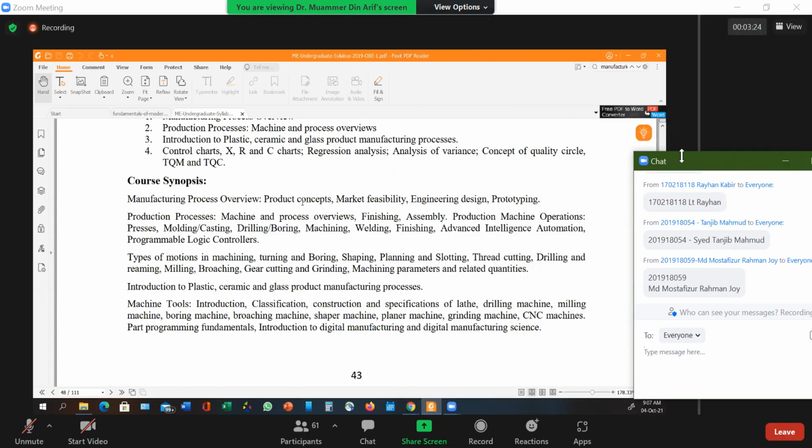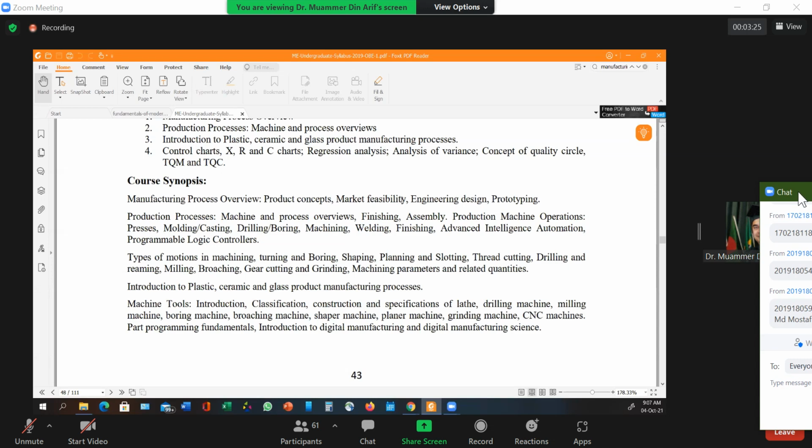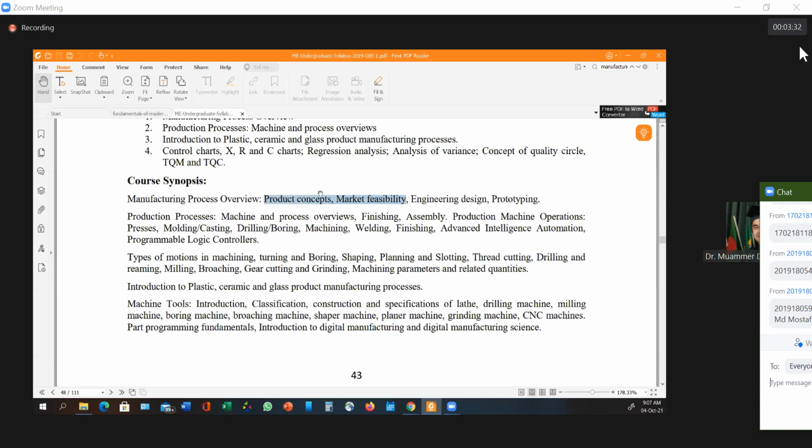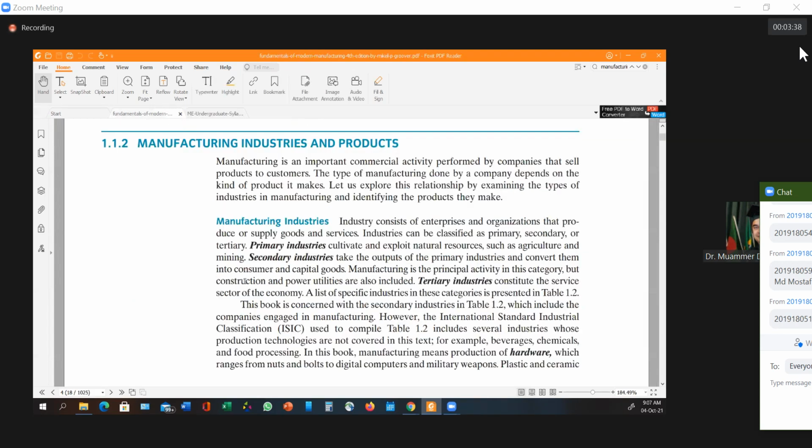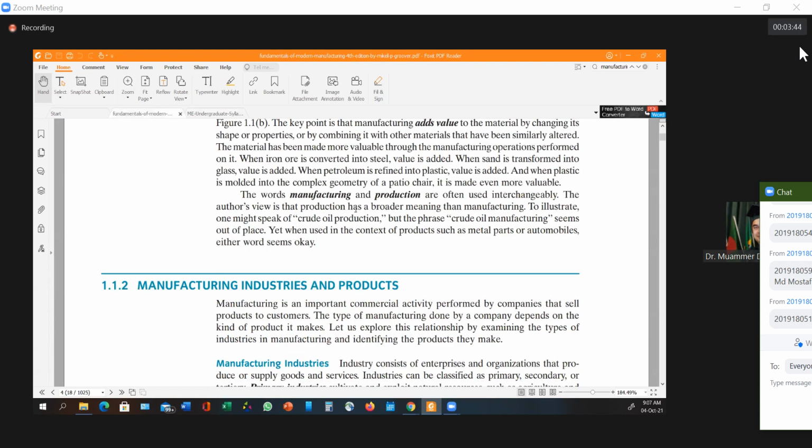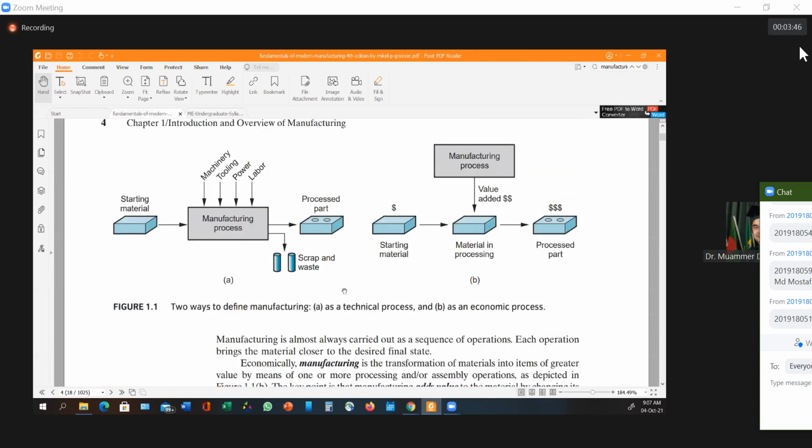So the first part we will be studying is related to the market analysis and product concept. So this is more to do with the innovation part and the economic aspect. So where will we find this? In our textbook that I have shared, first chapter. Last class we discussed this, and we saw that manufacturing has a technical and an economic aspect to it.